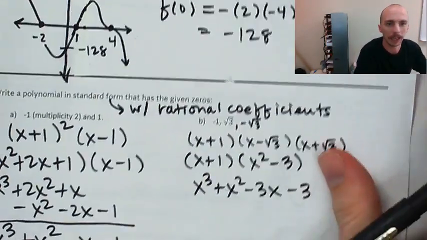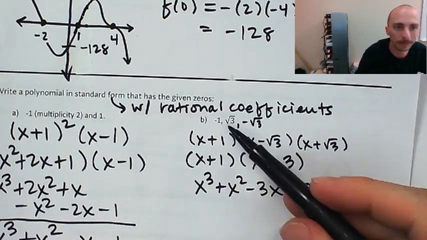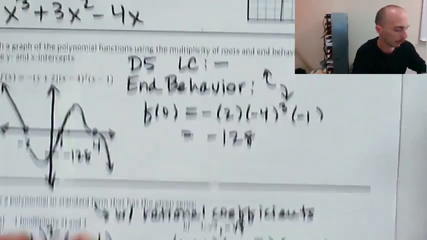It's just that you can't get a rational coefficient standard form polynomial that has only these 2 zeros. You have to have the third one to make sure the coefficients are rational.